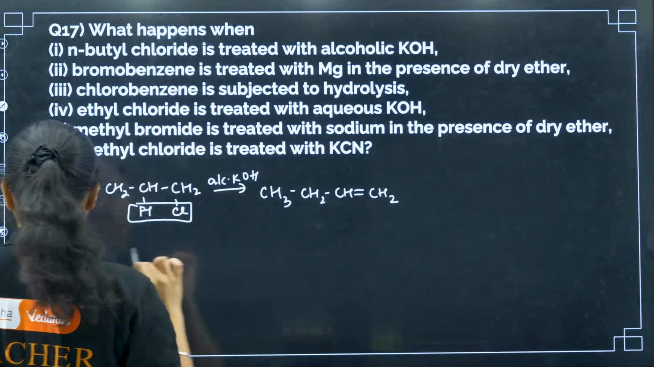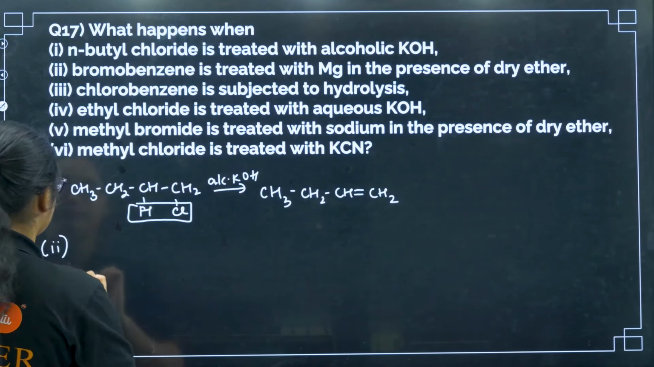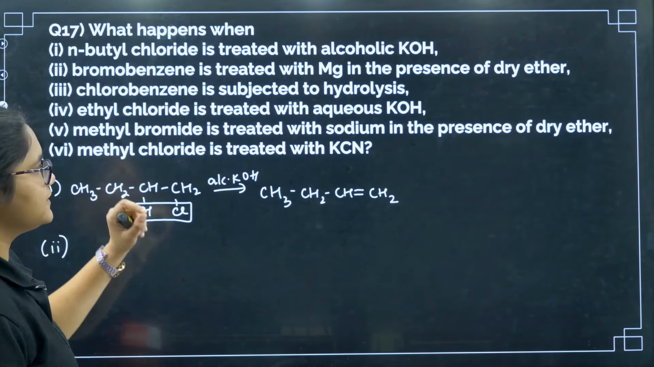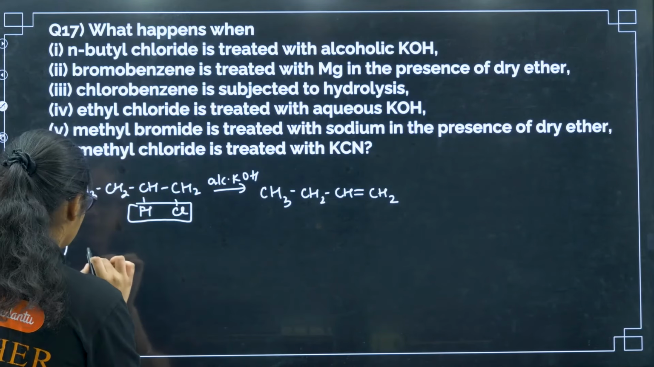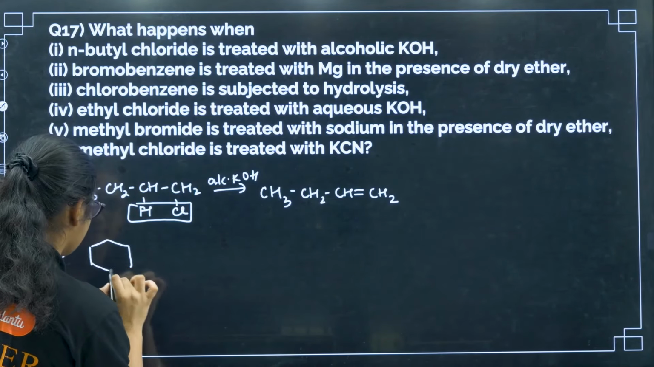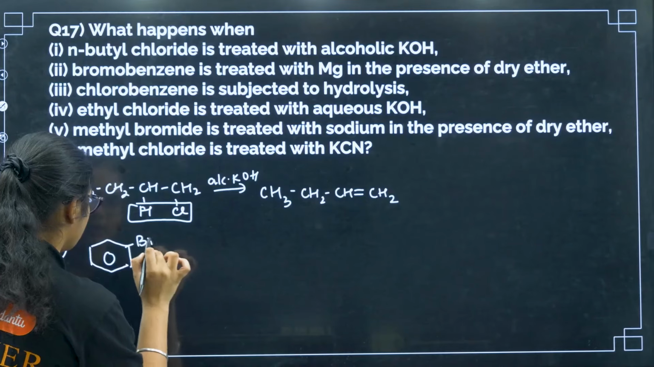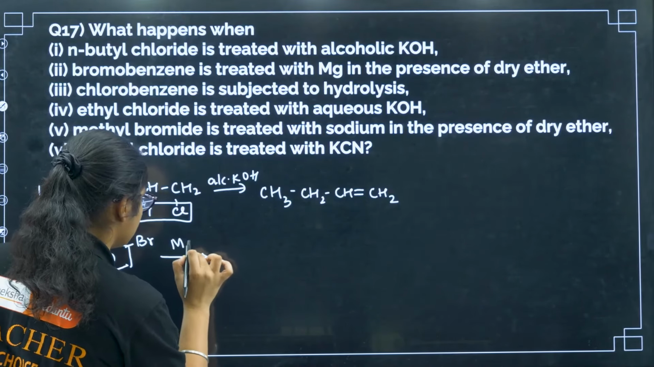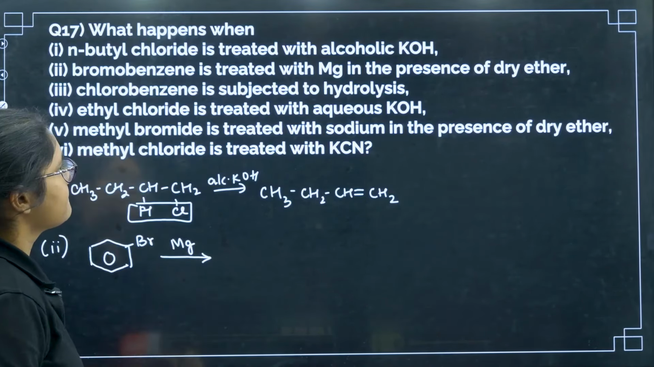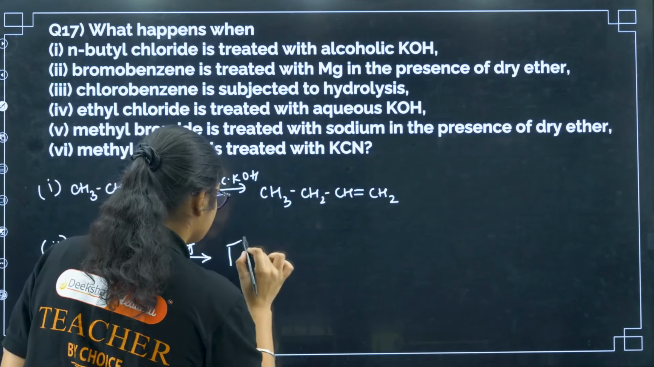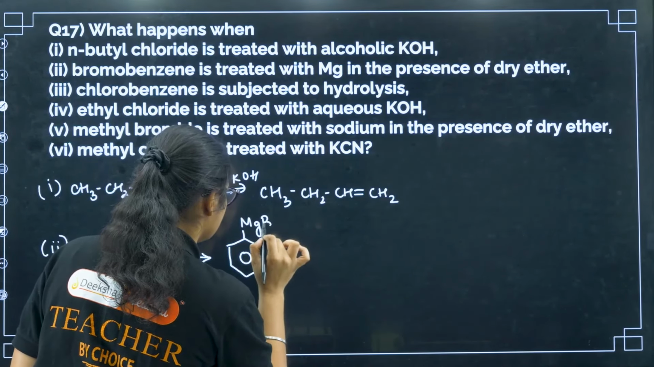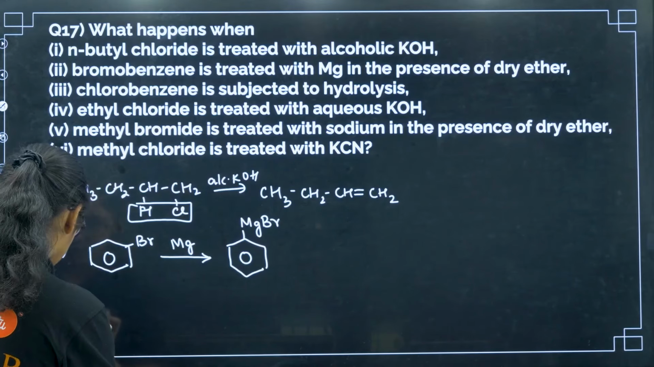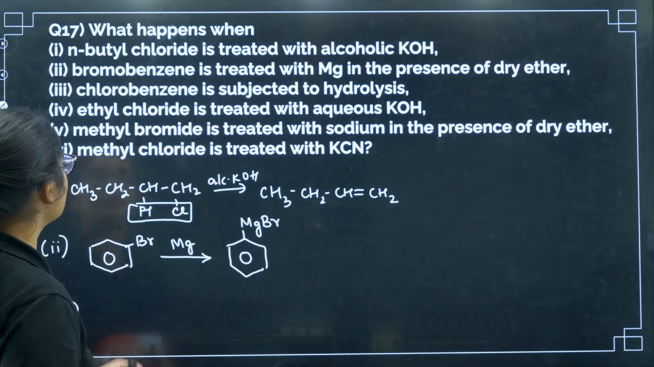Okay, next we have the second one, that is bromobenzene is treated with magnesium in presence of dry ether. So if I have bromobenzene, it is treated with magnesium, presence of dry ether. So we will get a Grignard reagent here, that is MgBr.